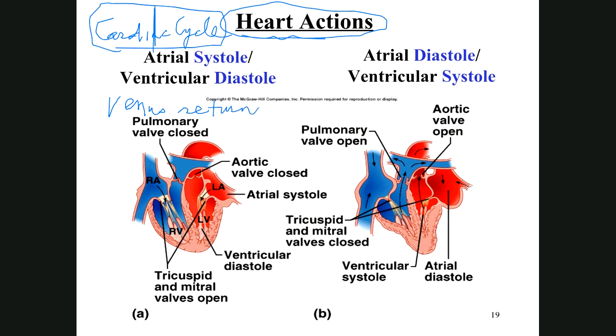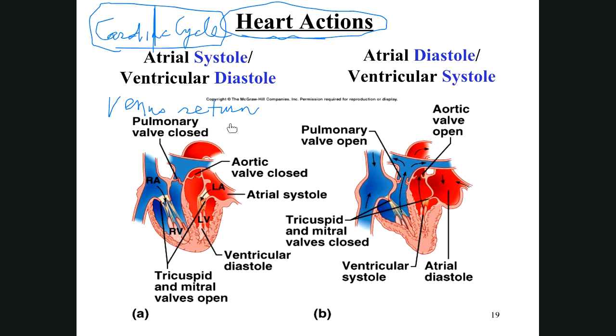From three sources, right? We saw the superior vena cava, inferior vena cava, and coronary sinus go into the right atrium. Now, most of the blood coming back to the heart actually goes directly into the ventricle, in which case the atrioventricular valve must be open so it can come down. So the event you see on the right side of the heart is very similar to the left side of the heart.